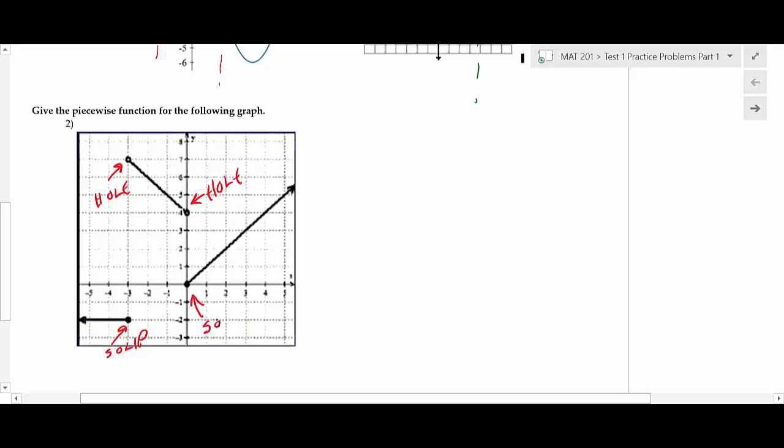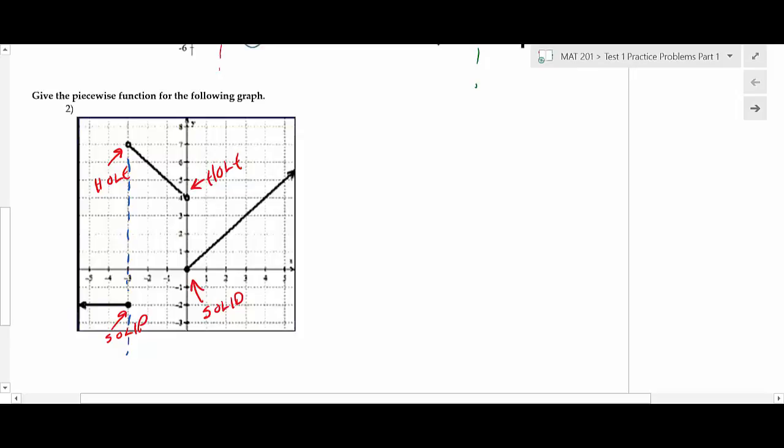Now this is an example of a function. This would certainly pass the vertical line test. So if you look at this, you can divide this up into 3 pieces. The first piece, you're going to look at this as x is less than or equal to -3. So you're looking at this region right here. So you're looking at this part of the graph right here as your first function.